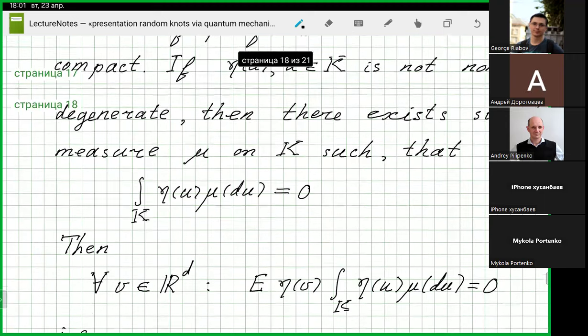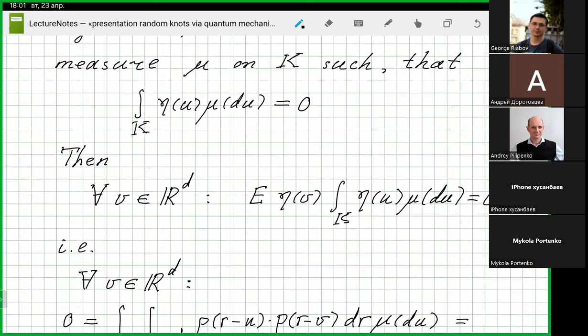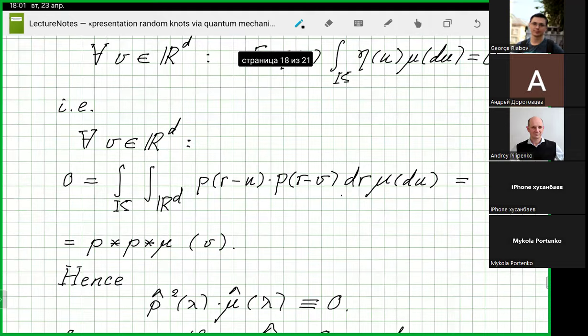This is exactly what I wrote, because continuous functionals in our case are just finite measures, of finite variance. Then for all v from R^d we have such an expectation equal to 0. Then it means that for all v from R^d such an equality holds, but this is nothing else than the double convolution of p, p, and mu.